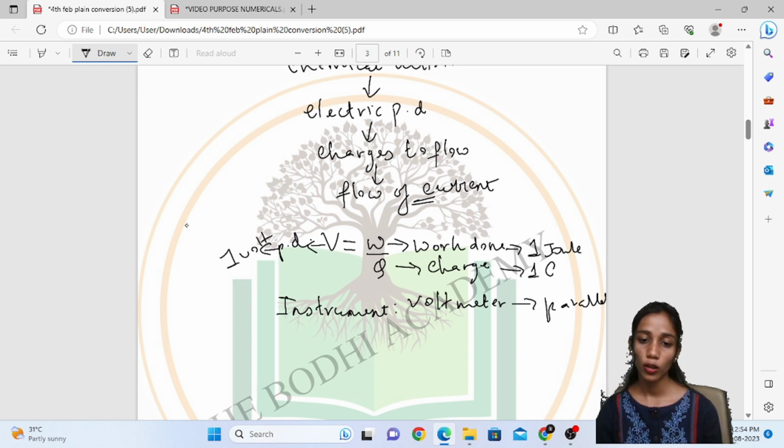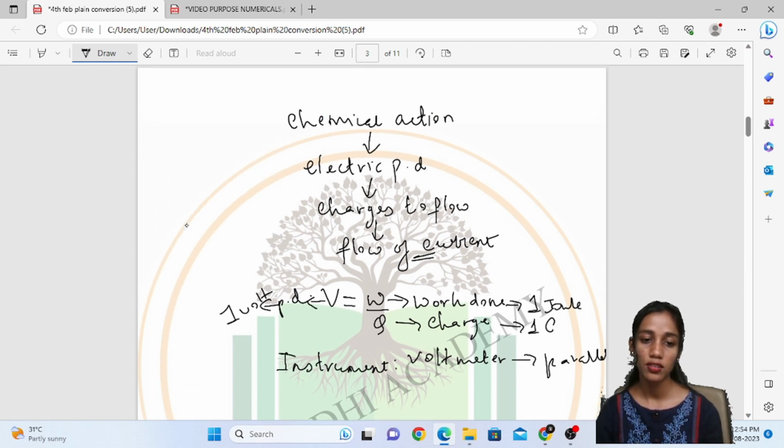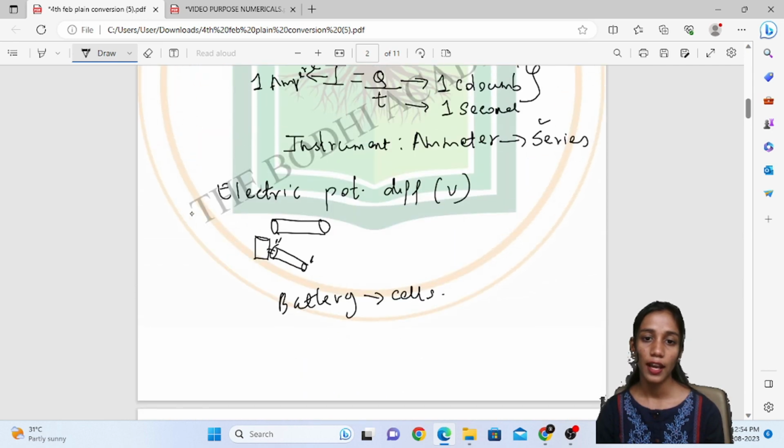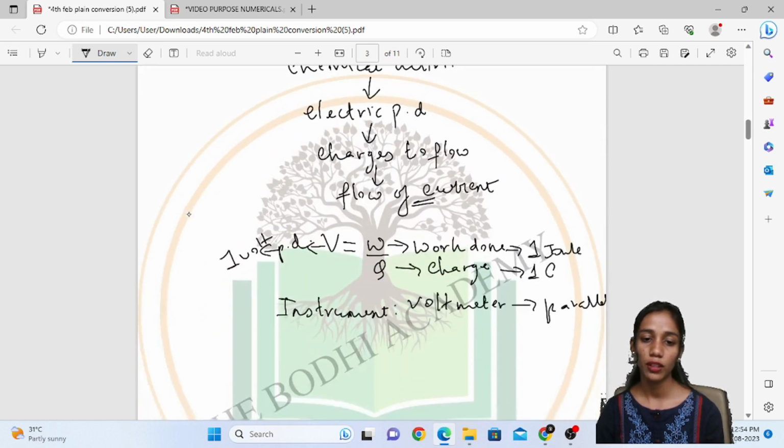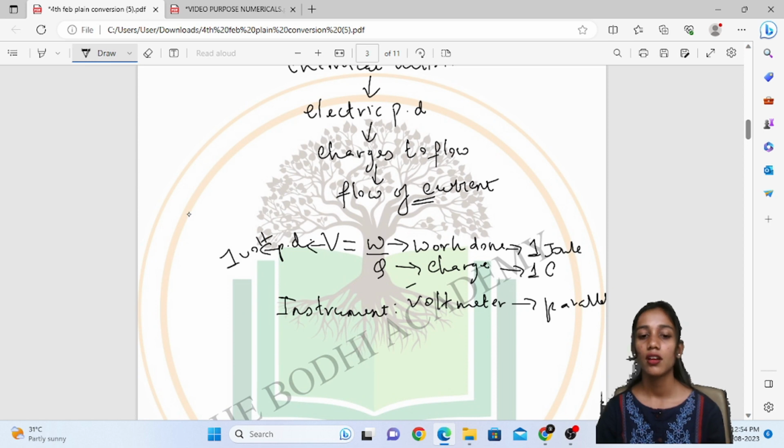Now the most important question over here, which is mostly asked, is to differentiate between an ammeter and a voltmeter. So what is the main difference? The ammeter is used to measure the electric current in amperes, and the voltmeter is used to measure the potential difference in volts. The second point of difference is the ammeter is connected in series connection with the circuit and the voltmeter is connected in parallel connection.